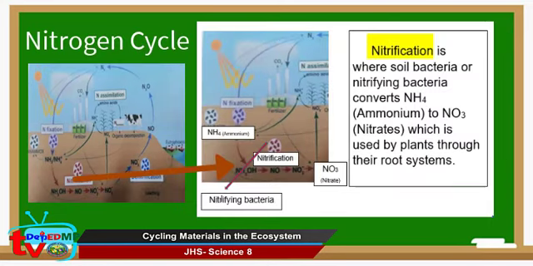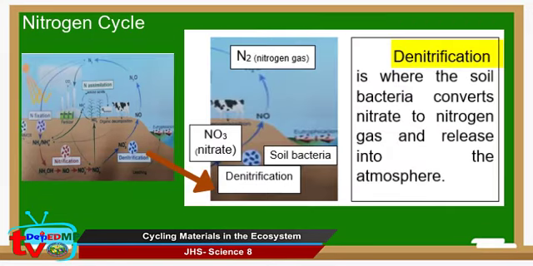Third is nitrification. In this stage, soil bacteria or nitrifying bacteria convert ammonium to nitrates, which are used by plants through the root system. Fourth is denitrification. In this stage, the soil bacteria convert nitrate to nitrogen gas and release it into the atmosphere.